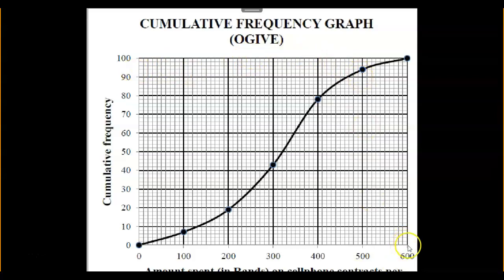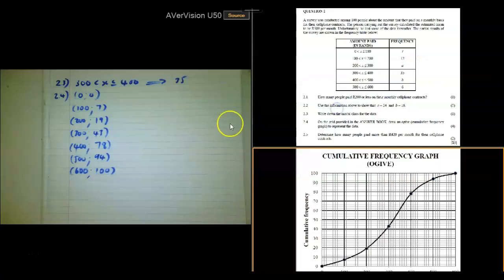Then 600 will be at 100, and your mark allocation for this will be 1 mark for your grounded point, 1 mark for 600 to 100, 1 mark for cumulative frequency for your y coordinates, and if you have a smooth curve, you also get a mark for that. So it's important you do draw a smooth curve, because you get a mark for your smooth curve as well. Right? Let's have a look at our next question.